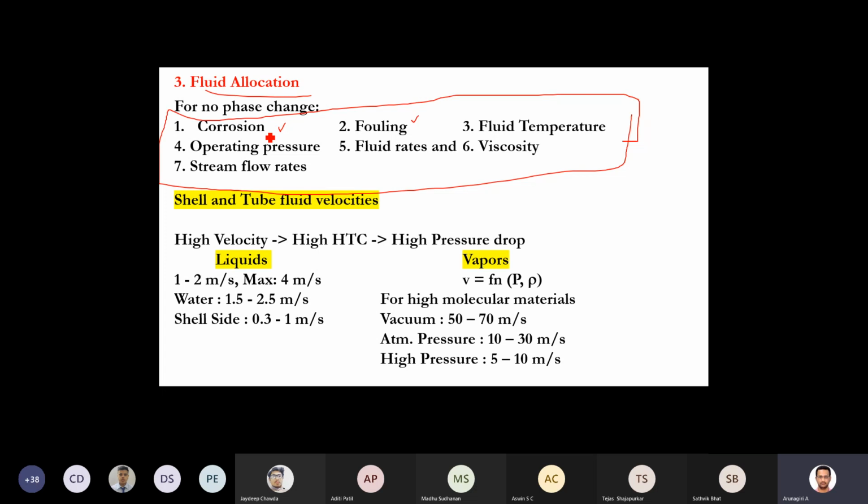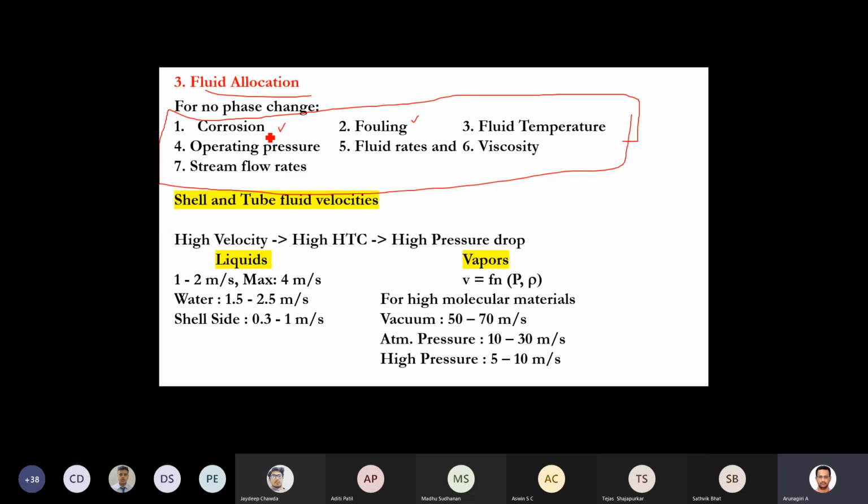The cost of the shell is high, and even if you have any problem when you use fouling fluids or corrosive fluids in tubes, you can immediately isolate the particular tube after identification. You can immediately isolate the tube by blinding its inlet and outlet. Just use plugs, you can isolate the tubes. Then you can continue the process.